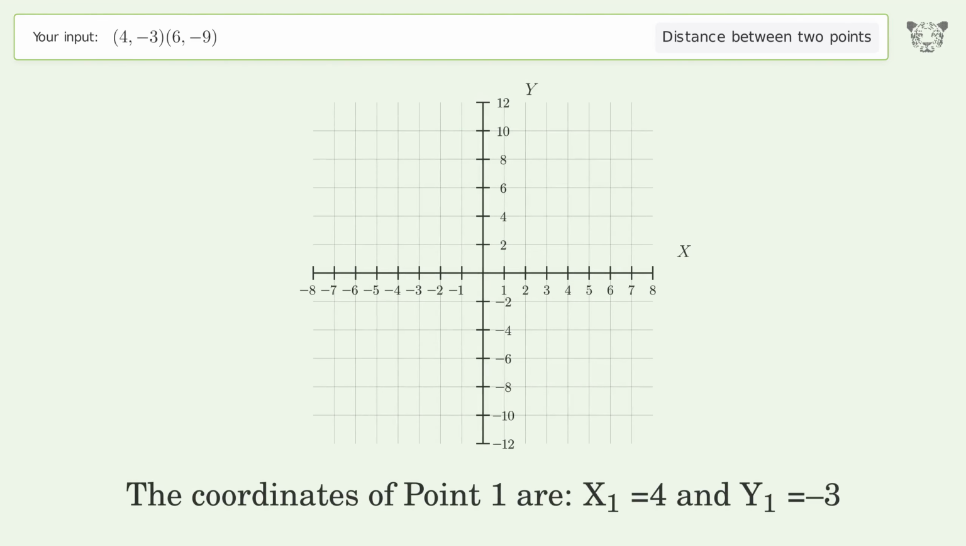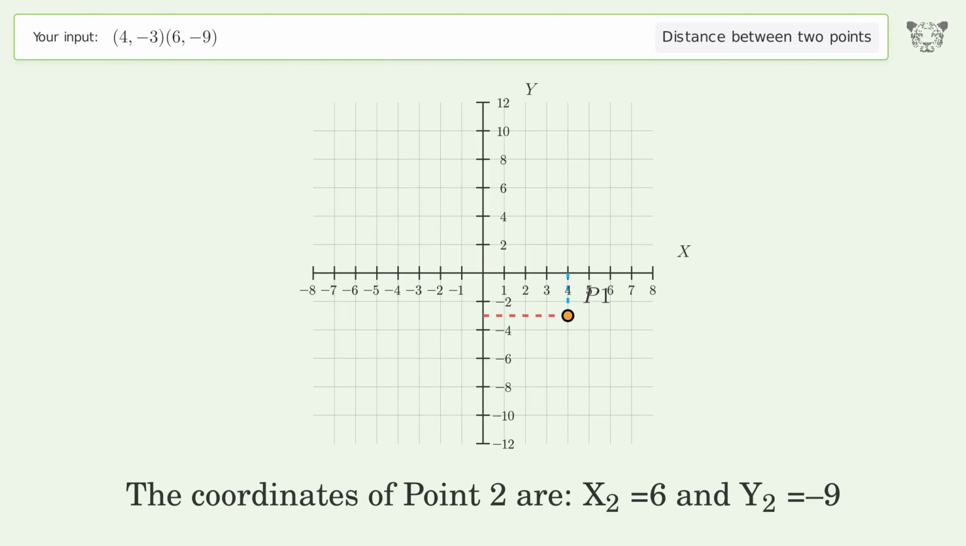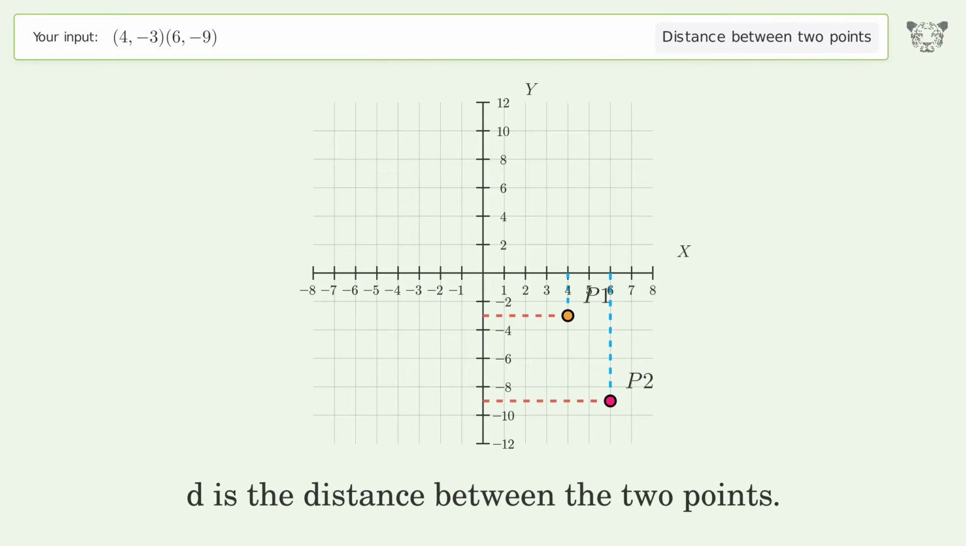The coordinates of point 1 are x1 equals 4 and y1 equals -3. The coordinates of point 2 are x2 equals 6 and y2 equals -9. D is the distance between the 2 points.